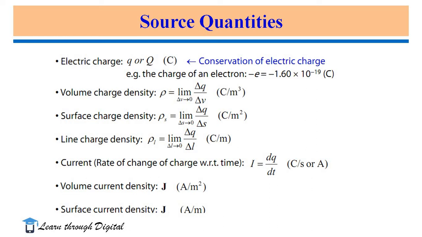We use the symbol Q to denote electric charge. Electric charge is a fundamental property of matter and exists only in positive or negative integral multiples of the charge on an electron. The principle of conservation of electric charge, like the principle of conservation of momentum, is a fundamental postulate or law of physics.